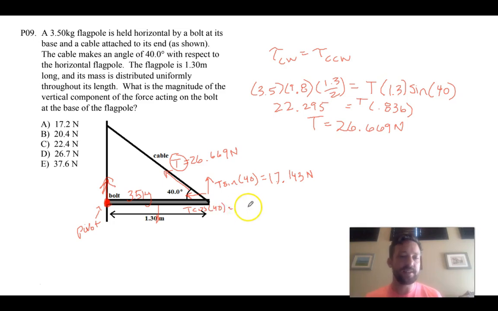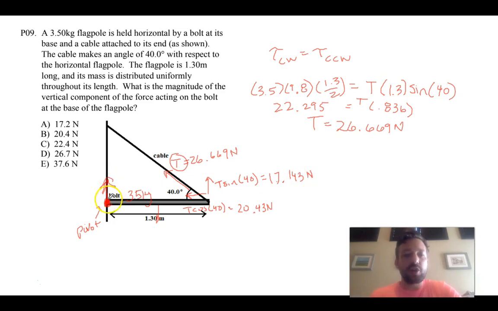And that would tell us 26.669 times cosine of 40 would be 20.43 newtons. Okay, so 17 newtons is used to go upwards, 20 to go that way. Now, so the cable is pulling upwards with 17 newtons of force, yeah?